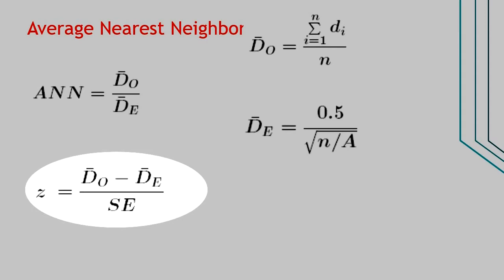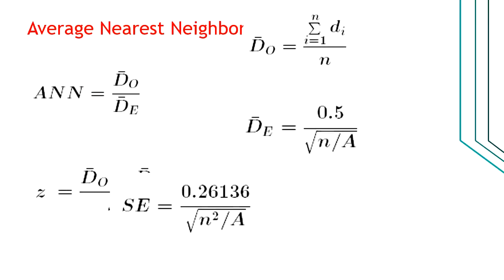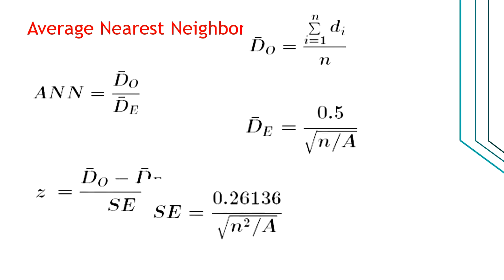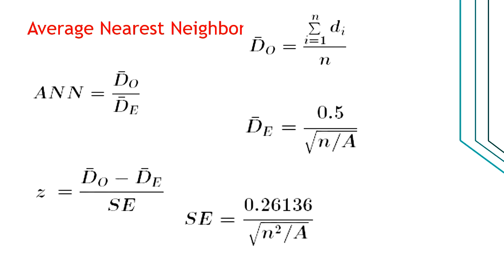And the average nearest neighbor z-score for the statistic is calculated as z equal to DO minus DE divided by SE. So as we know, DO is the observed distance, DE is the expected distance, and SE is the standard error. And the standard error thereafter.